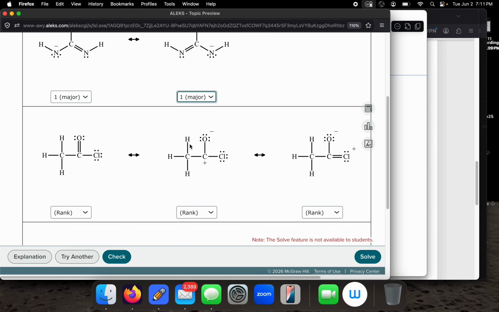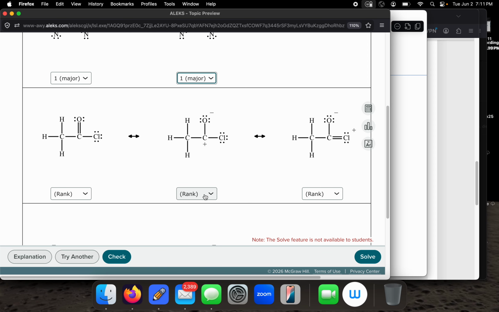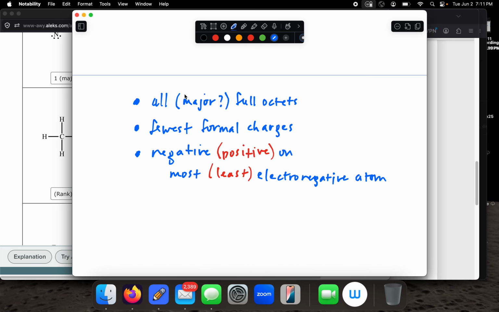These are not full octets. These are full octets. So this is going to be the least. That's the problem rule right there. They do not have full octets.